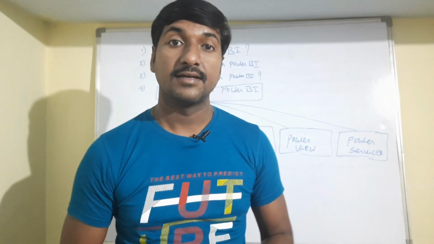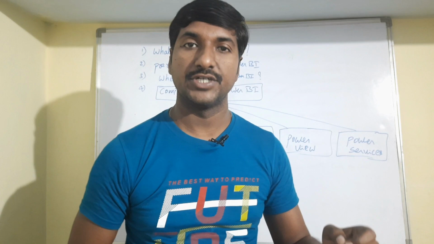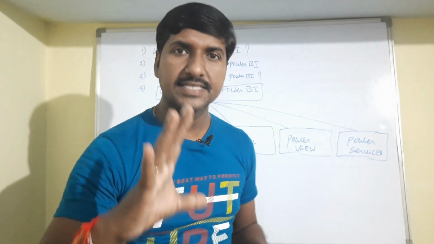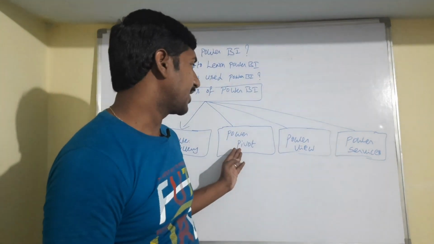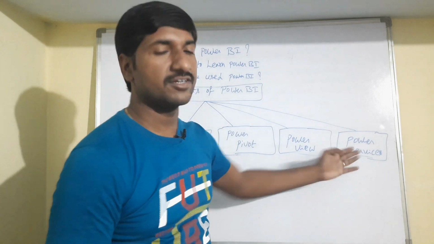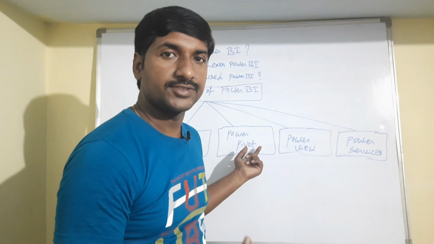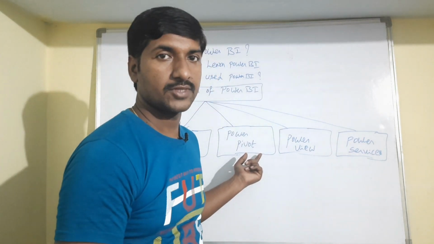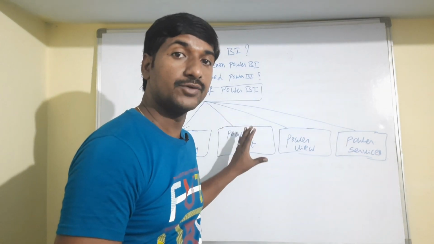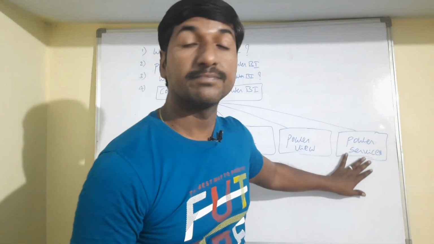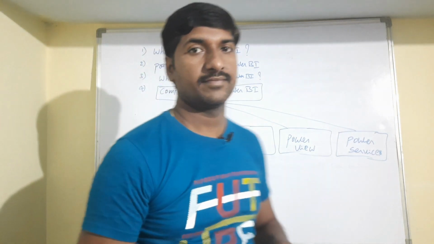Now let us discuss what components are available in Power BI. What are the basic components in Power BI? The basic and main used components are Power Query, Power Pivot, Power View, and Power Services. I will explain all the components with practical examples from next session onwards, guys. Now let us understand what is Power Query, what is Power View, what is Power Pivot, and what is Power Services. First, let's discuss what is Power Query.